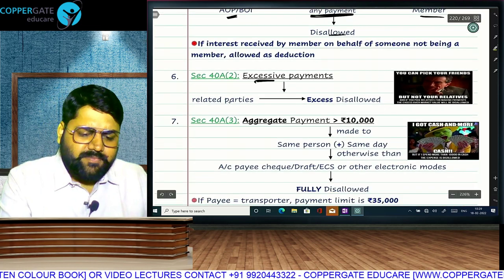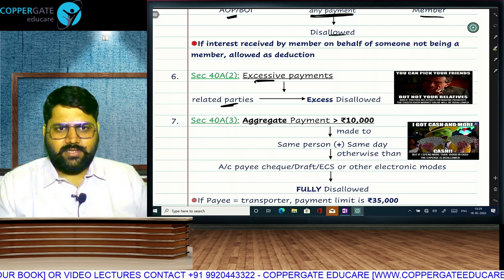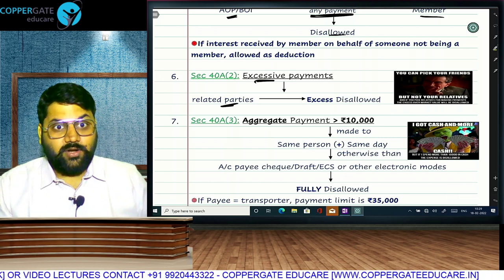If you make excessive payment to related parties, for example, 5 lakh salary to brother, but an unrelated party, I would have paid only 4 lakh.